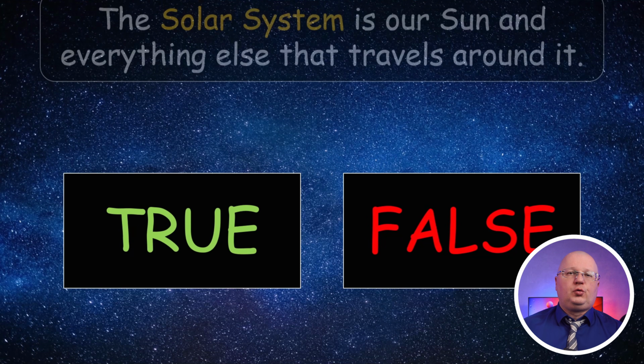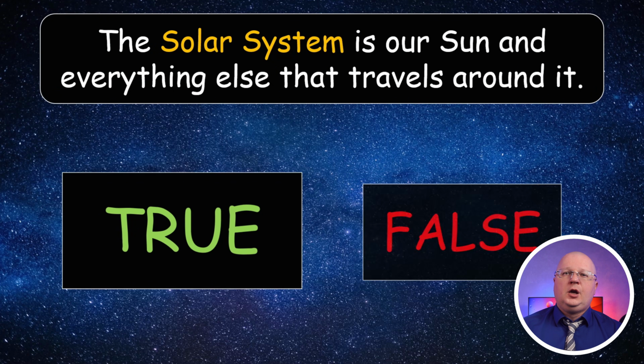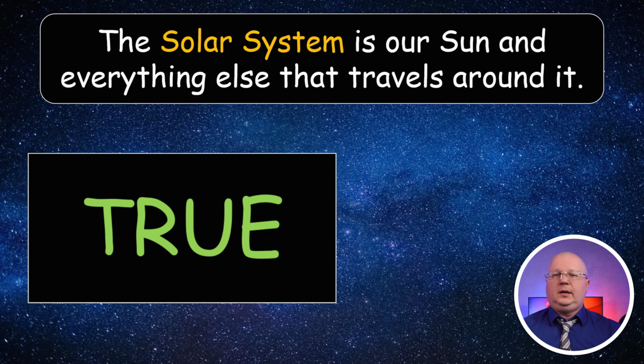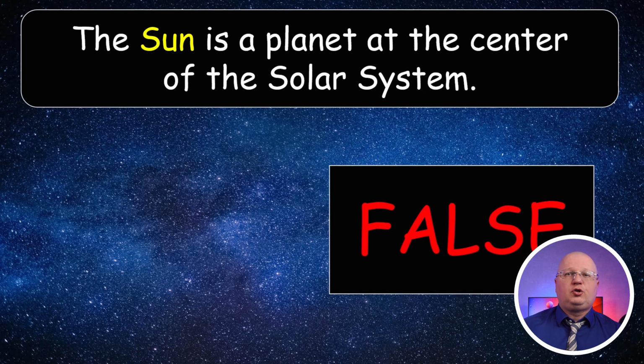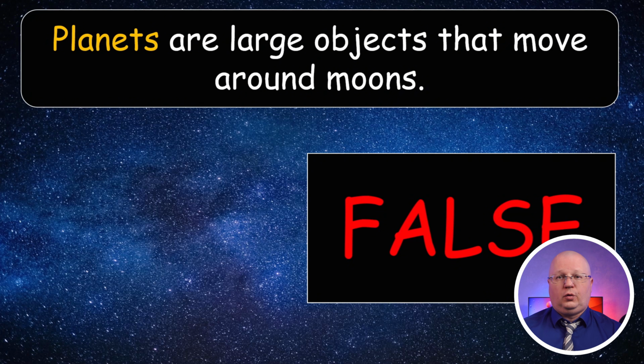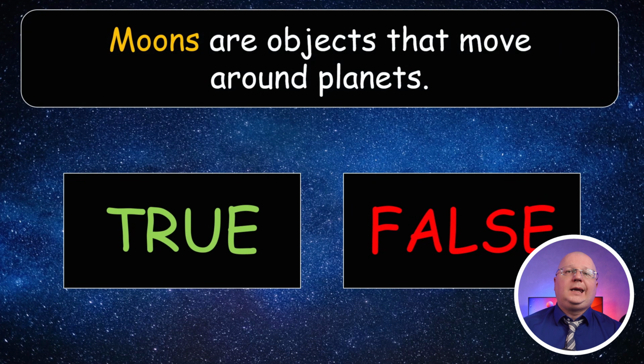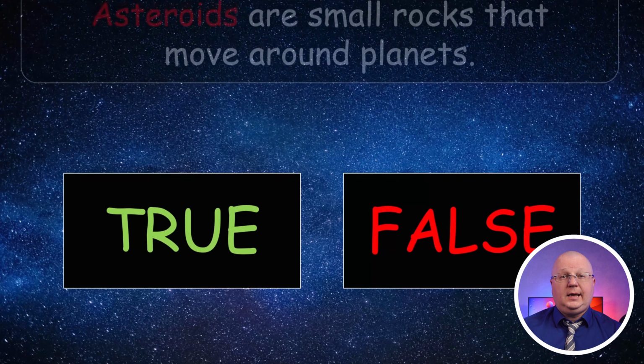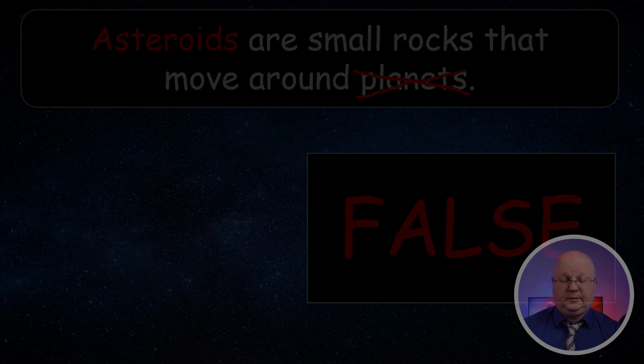Next, play a true or false activity. Show a statement like the solar system is our sun and everything else that travels around it. Ask if it's true or false. If they can explain why, they get extra points.